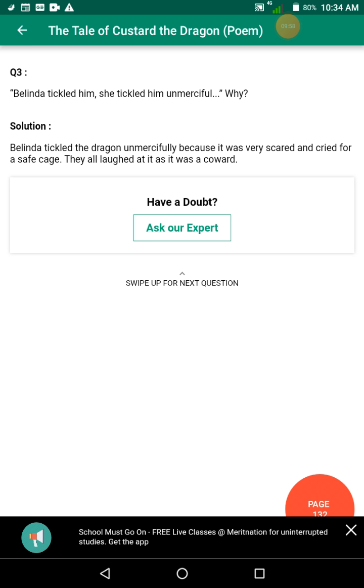Here, what is the tickling? Trying to pull him. Okay. So here, who is so unmerciful? Belinda. Okay, Belinda is unmerciful. And why is she trying to tickle the Custard or the dragon? Because he is always scared. He wanted a safe cage. He wanted to be protected. So everybody laughed at him as a coward.